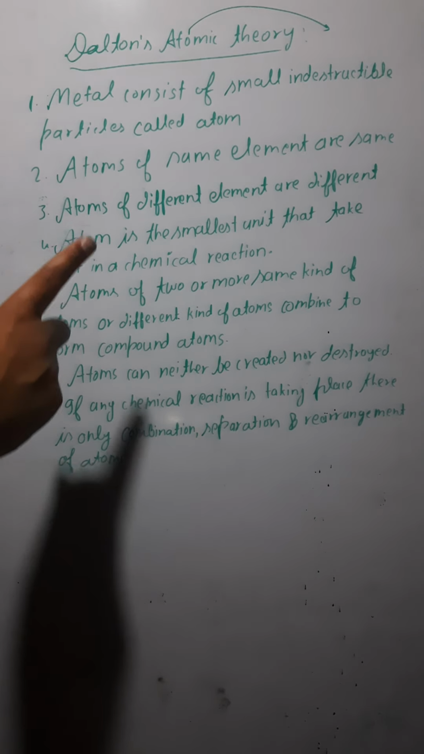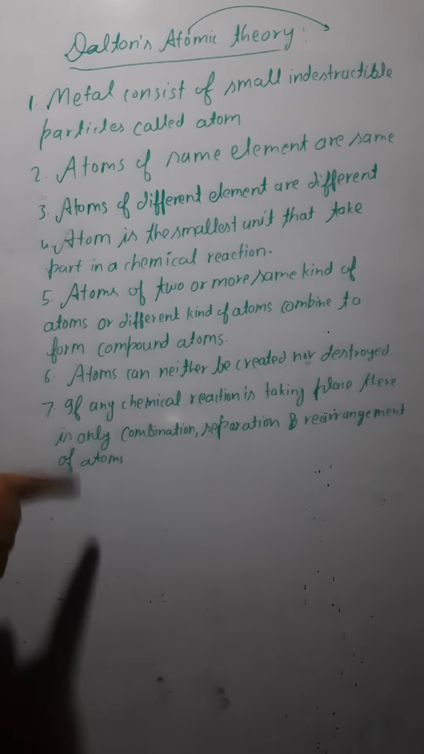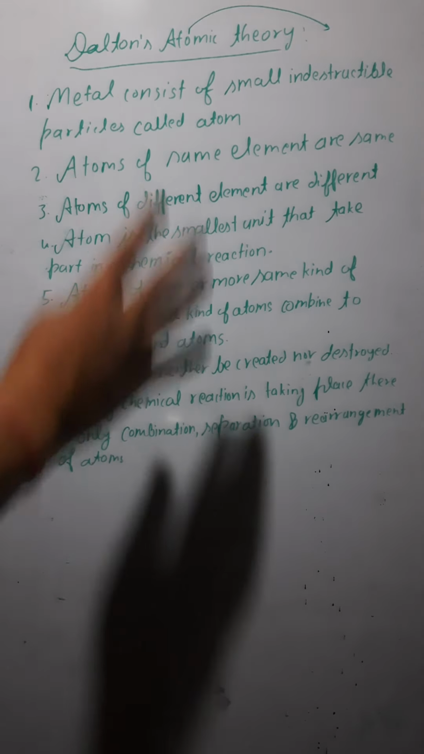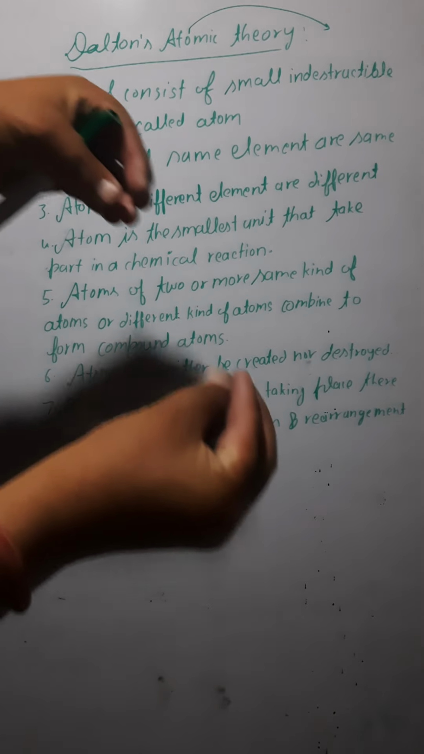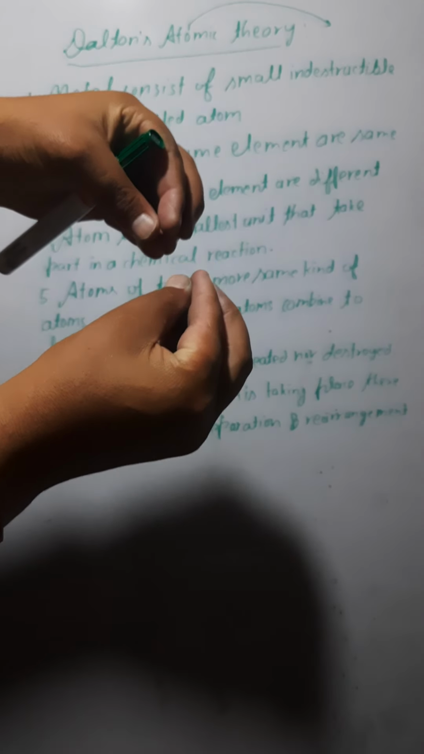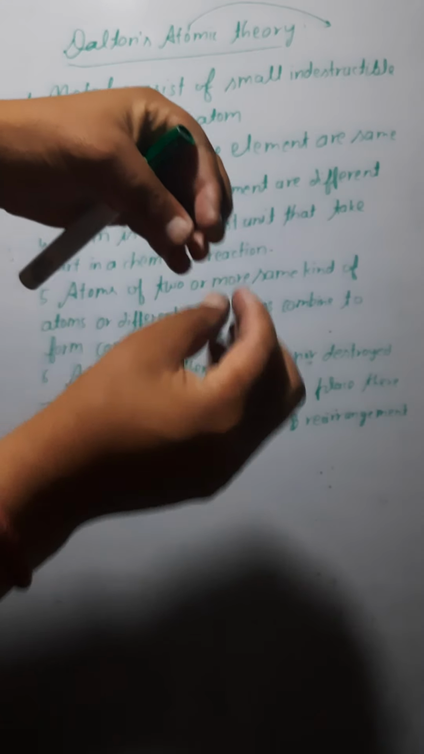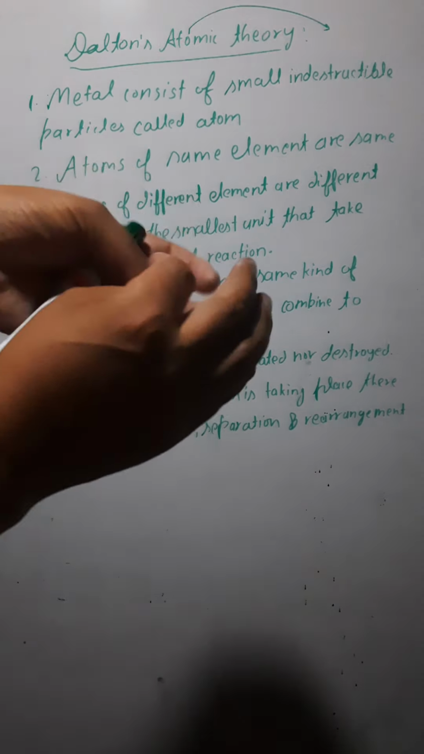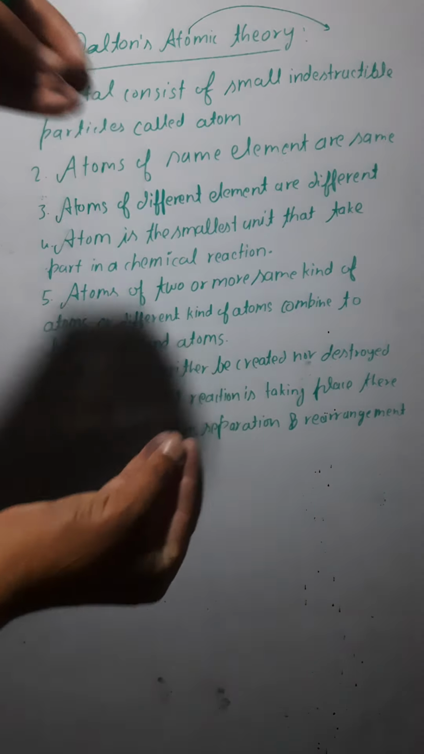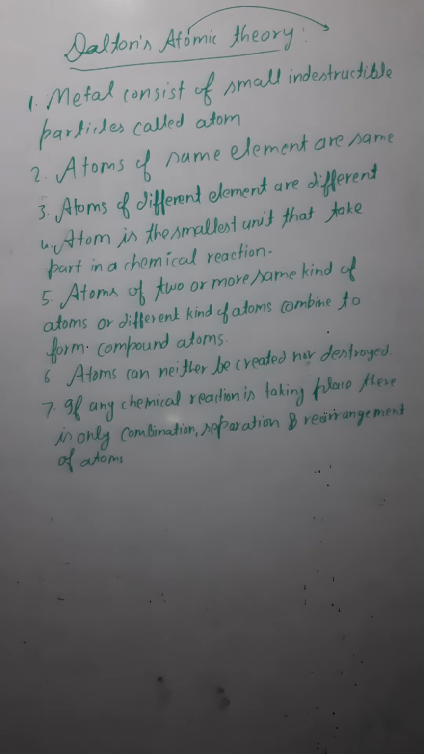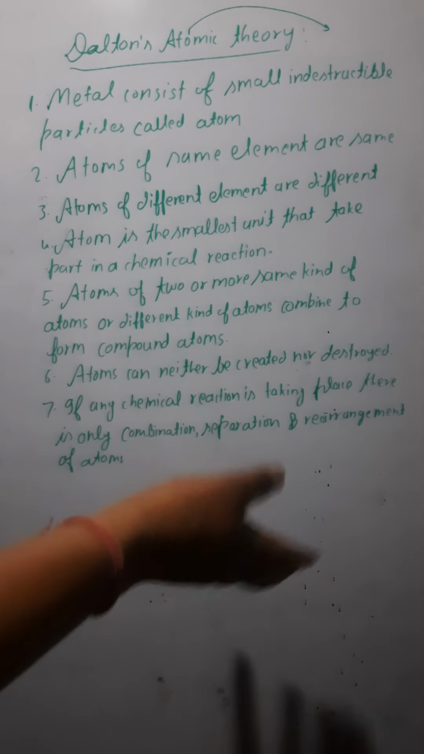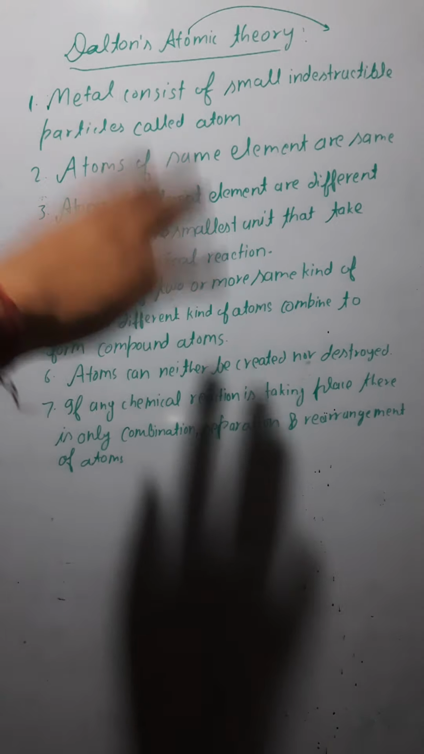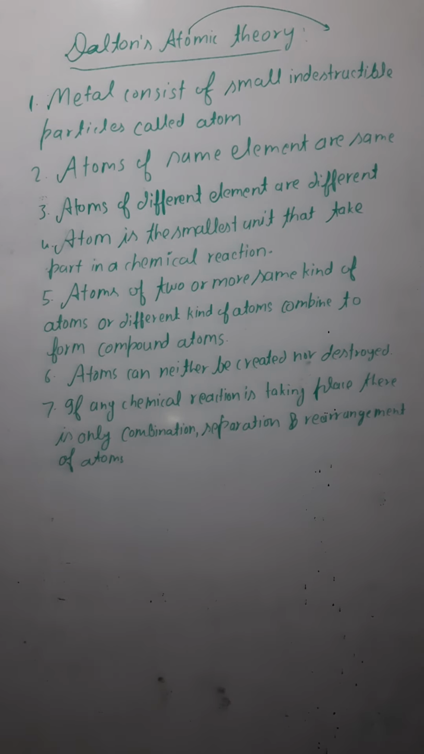And the last one is that if any chemical reaction is taking place, there is only combination, separation and rearrangement of atoms, which I have already discussed. It means there would be combination of atoms, separation of atoms and rearrangement of atoms. Atoms of one and atoms of another are combining, so there will be some rearrangement, and again they form a new compound, isn't it? So this is the chemical reaction. These are the postulates which Dalton proposed.